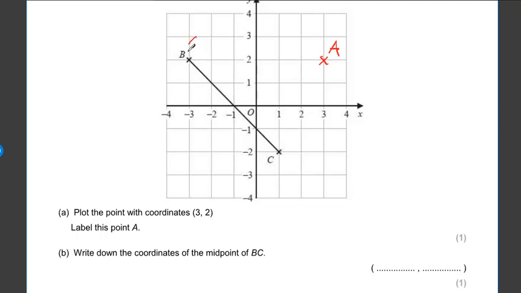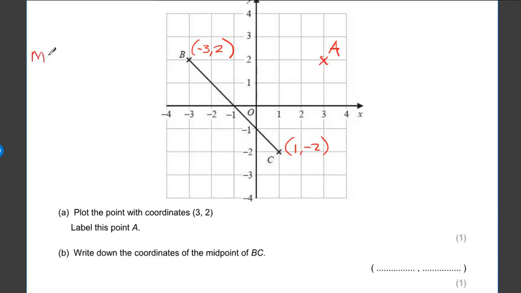This is minus 3, 2. This point is 1, minus 2. This should be very fast for you now. It should be obvious to you that the midpoint is minus 1, 0. Anyway, the midpoint between any two numbers is you add the two numbers together and divide by 2.